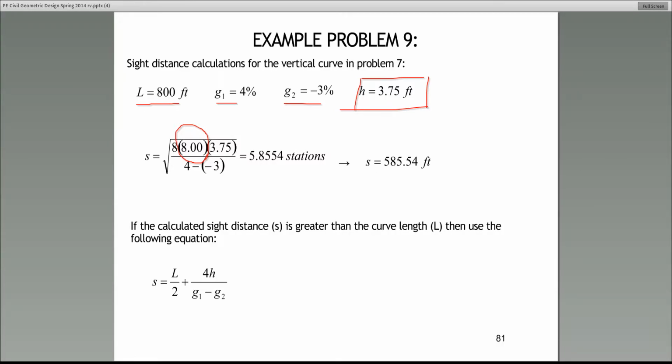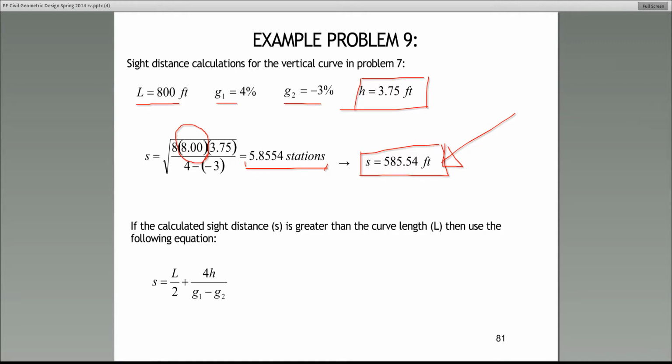You do the calculations. The equation gave you S squared. Well, we really don't need S squared. We need S. That's why we have a radical on the right-hand side of the equation. And then S comes out to be 5.8554 stations, and S in terms of feet is 585.54. So that's the number, but let's understand what this represents. This is the minimum sight distance for this vertical curve.